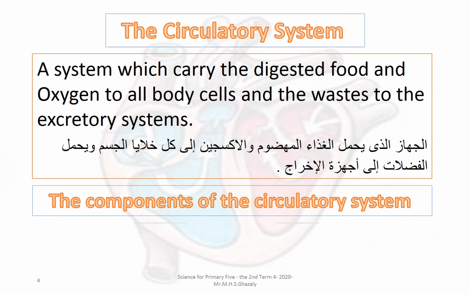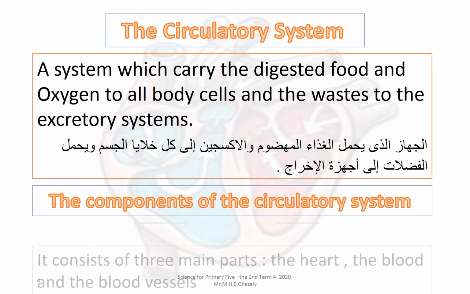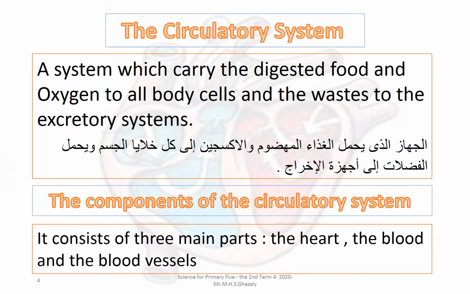The components of the circulatory system. It consists of three main parts: the heart, the blood and the blood vessels.